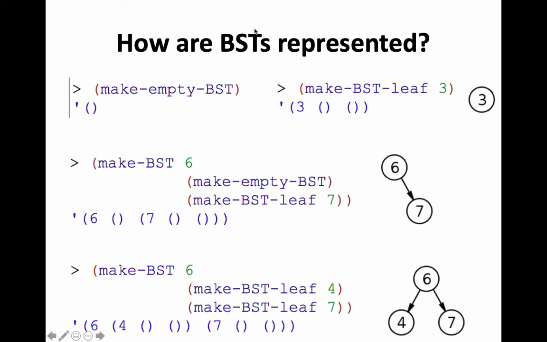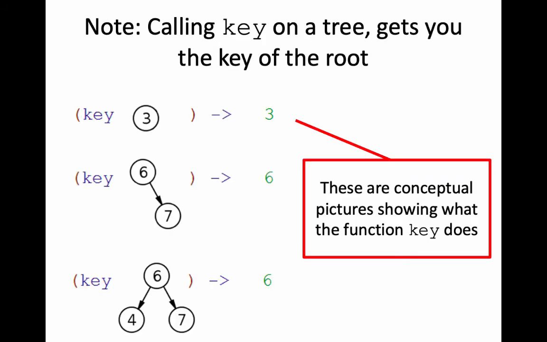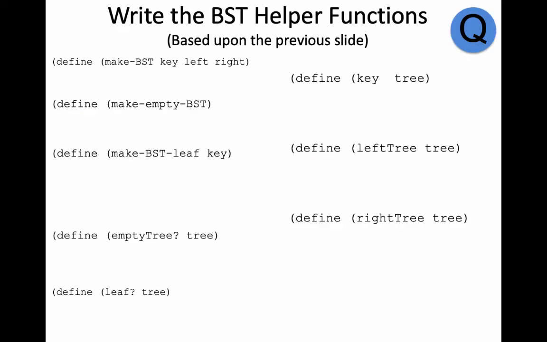So we can see that make empty BST took no arguments, make BST leaf just took the key, and then make BST took the key, the left subtree, and the right subtree. When we call the function key on a tree, we're going to get the key of the root. So here's sort of a conceptual picture of what's happening. All right, I want you to try and write the BST helper functions for each of these. So you know the structure of these BSTs, and I want you to write the mapping between these easy to understand words with how we're actually going to modify and work with those underlying lists. Okay, so pause it here.